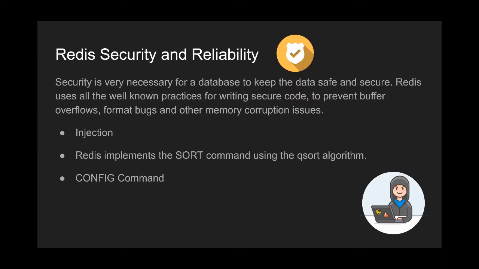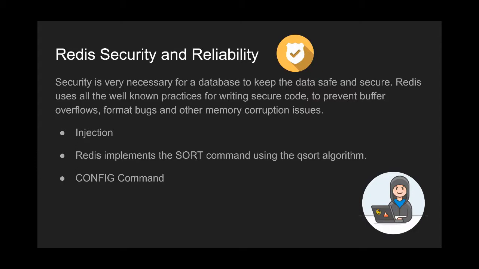Redis implements the sort command using the qsort algorithm. So the qsort algorithm in Redis is not randomized, so it's possible to trigger a quadratic worst case behavior by carefully selecting the right set of inputs, and it can cause your database to crash.